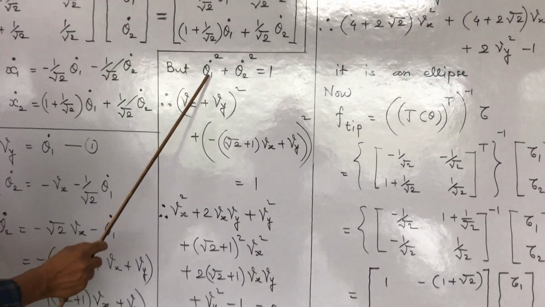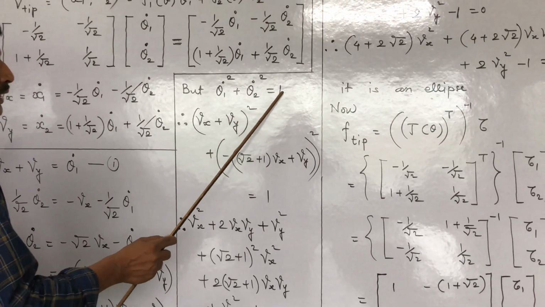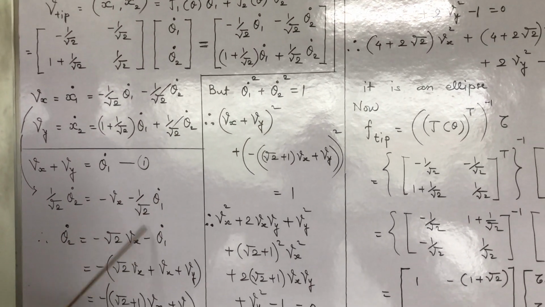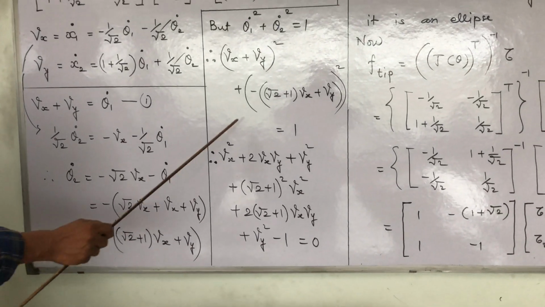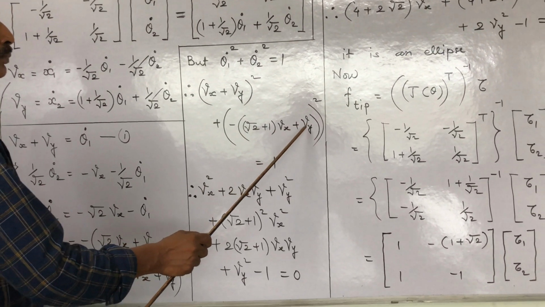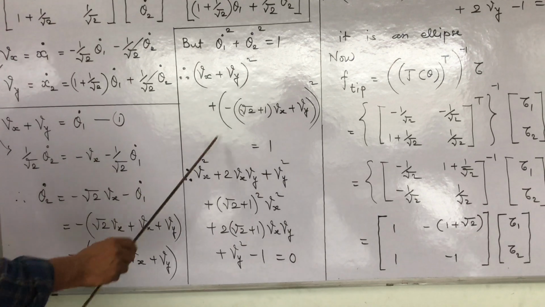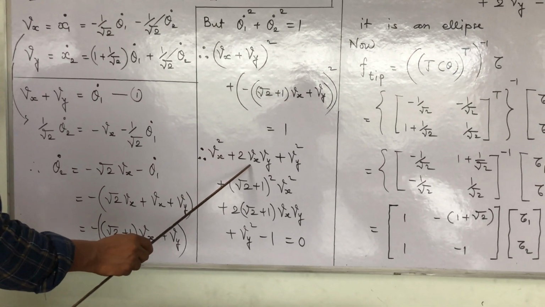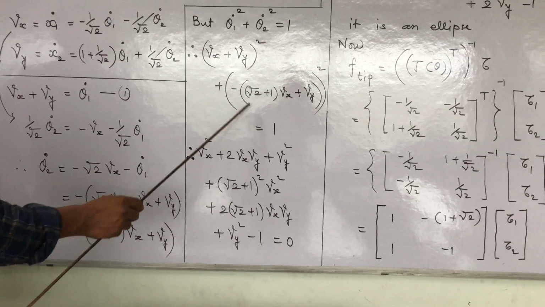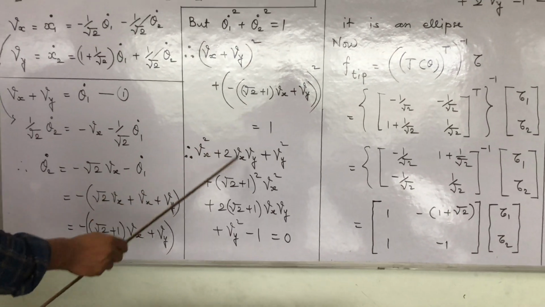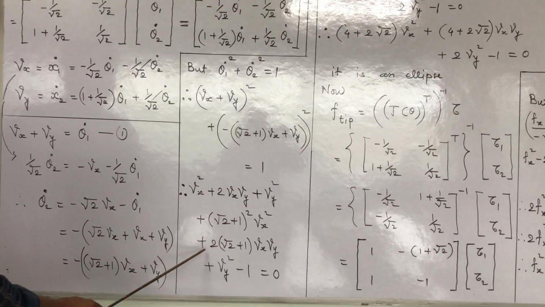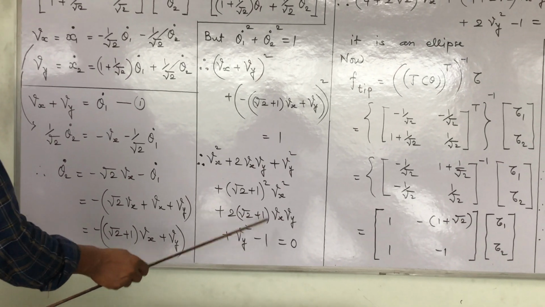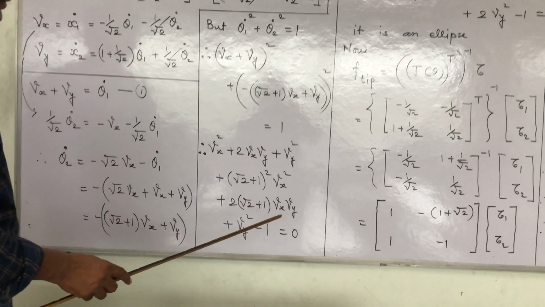unit circle rule, theta 1 dot square plus theta 2 dot square is 1. But theta 1 dot is (Vx plus Vy) whole square and theta 2 dot is this. So minus of (root 2 plus 1) Vx plus Vy whole square, squaring this one, Vx square, expanding this one, Vx square plus 2VxVy plus Vy square, plus here (root 2 plus 1) whole square Vx square plus 2 into (root 2 plus 1) VxVy plus Vy square, and 1 here minus 1 equal to 0.